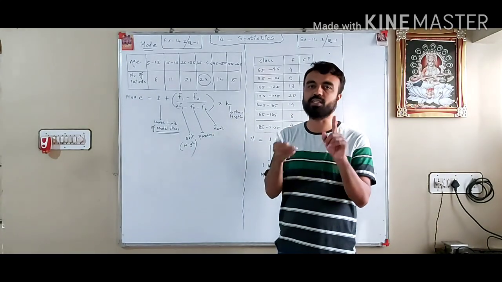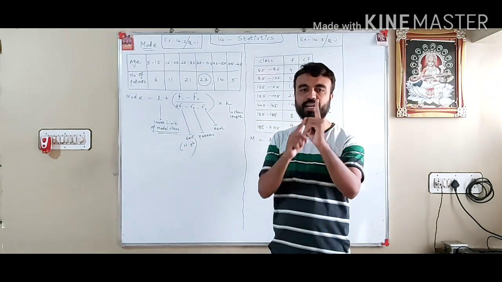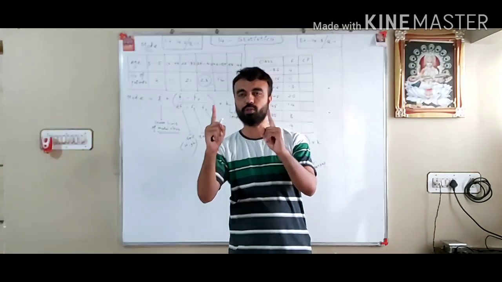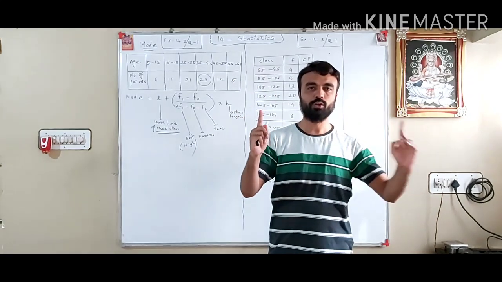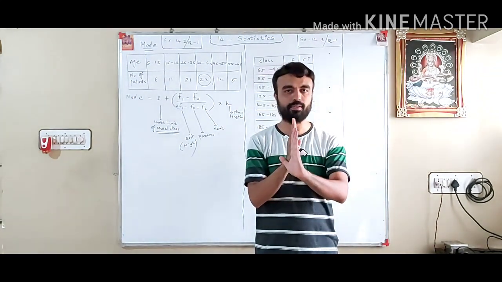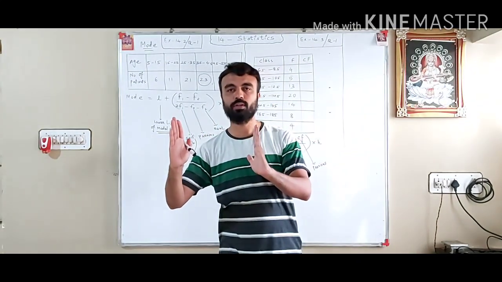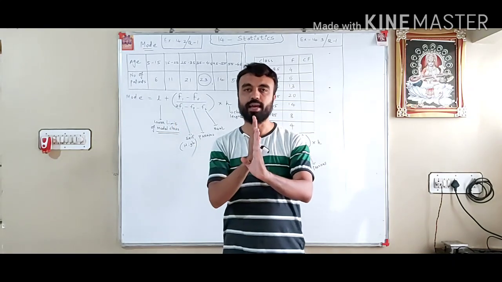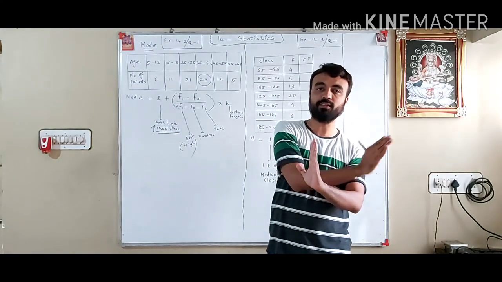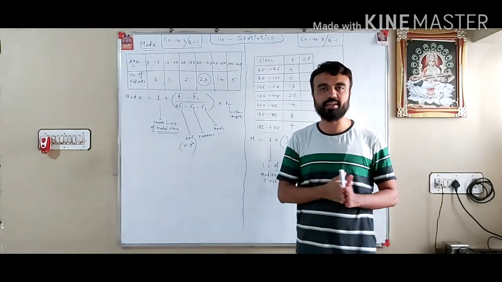So I hope you understand. F0, F1 and F2. Three names are there, right? The center person, F1, is the main one. Self means the highest one. Before that, F0 means the previous frequency. And after that, F2 means the succeeding frequency, the next one. So these are F0, F1 and F2.